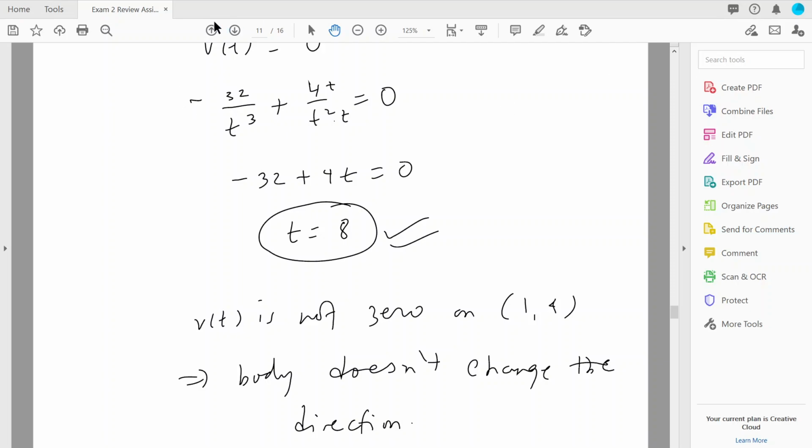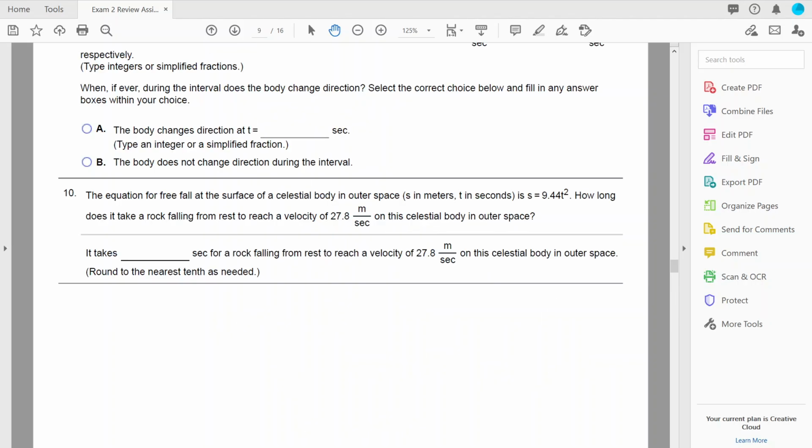That's problem 9. And let's go to problem 10. The equation for free fall at the surface of a celestial body in outer space. So this is the equation of free fall. How long does it take a rock falling from rest to reach a velocity of 27.8?